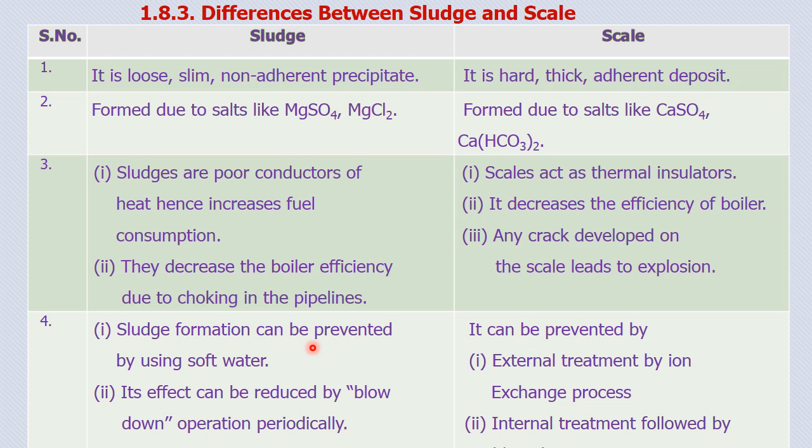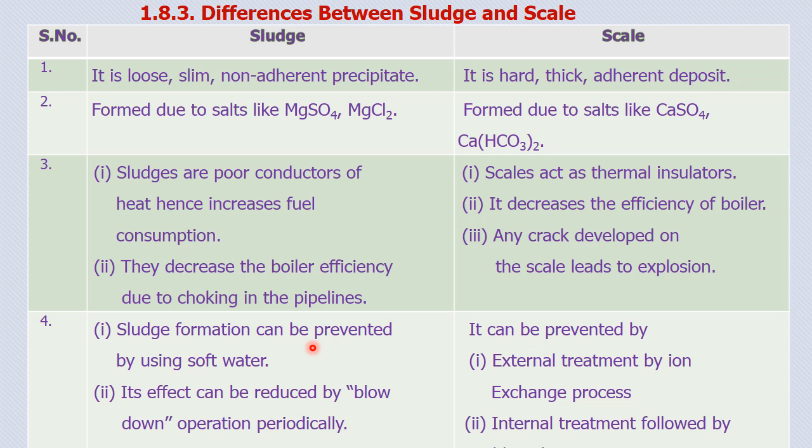Difference between sludge and scale. We have seen about sludges and scale. So what is sludge and scale? Always in differences, the first point should be the definition and the last point should be the examples. So the first point, what is the definition of sludge and scale? Sludge is a loose, slimy, non-adherent precipitate, and scale is something which is hard, thick, adhering to the surface.